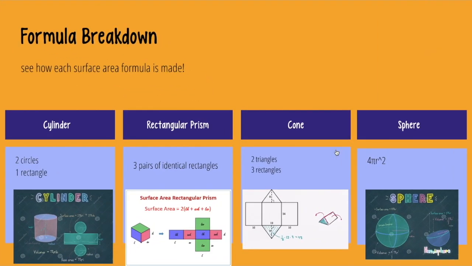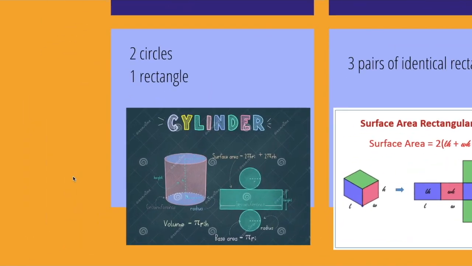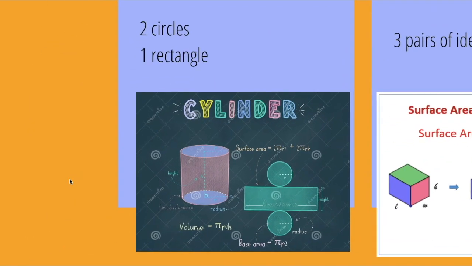Some specific formulas, I have 4 here: the cylinder, the rectangular prism, the cone, and a sphere. For a cylinder, if you roll it out into its flattened map shape, you'll see you have 2 circles and 1 big rectangle. So to find the surface area, you find the area of each shape. Because the 2 circles are identical, you can find the circle's area and multiply it by 2, and then add it to the big rectangle's area, which is length times width.